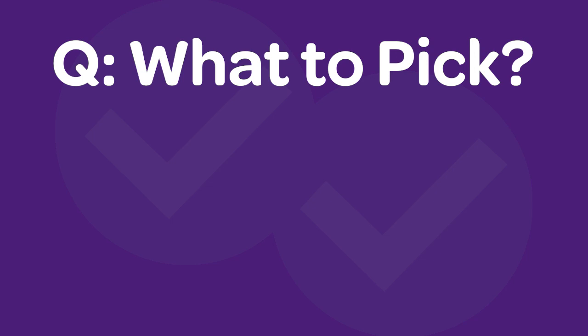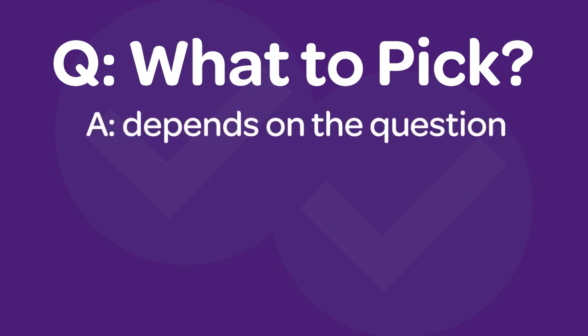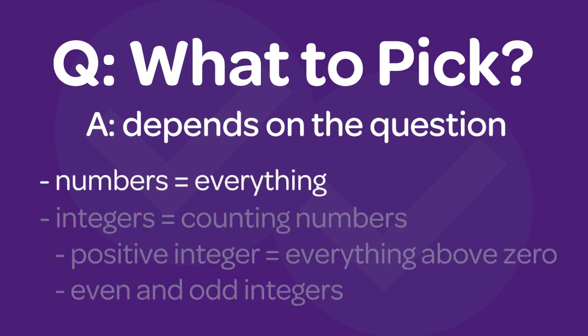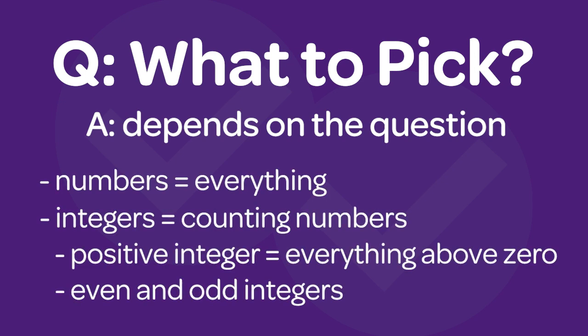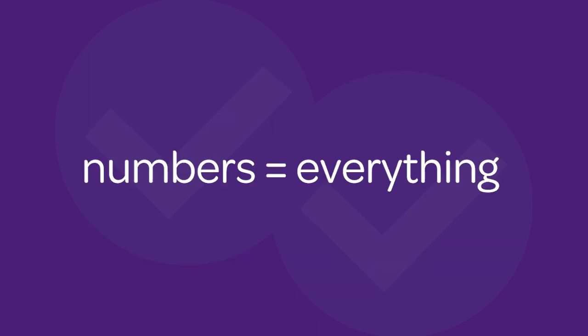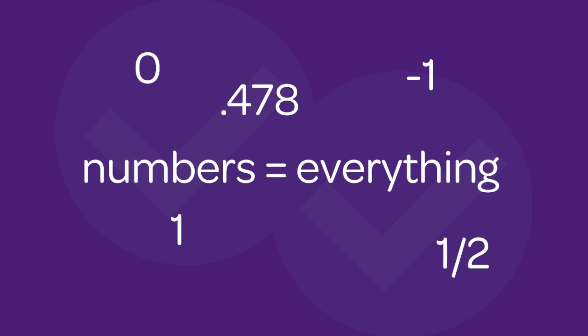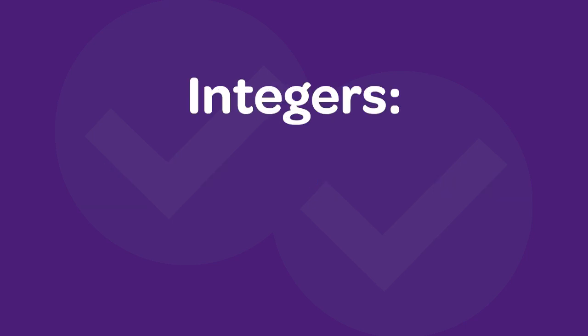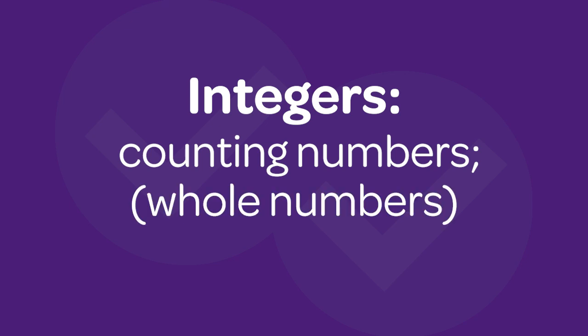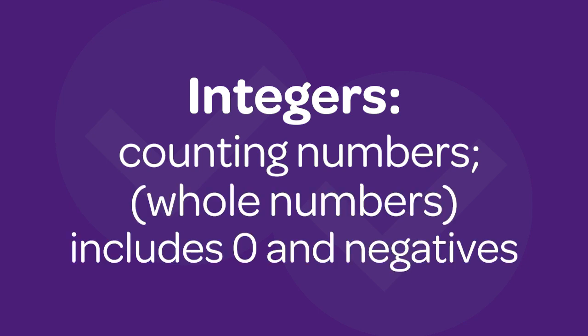It's really going to depend on the question itself and what information they're presenting in the question. That's going to be your guide for what to pick. Depending on whether they say numbers or integers or positive integers, that's going to be your guide for picking numbers. Just as a review, numbers refers to everything under the sun. So 0, 1, -1, 1/2, 0.478, all of those are numbers. Integers refer to counting numbers or whole numbers. It also includes 0 and negatives, so -2, -1, 0, 1, 2.